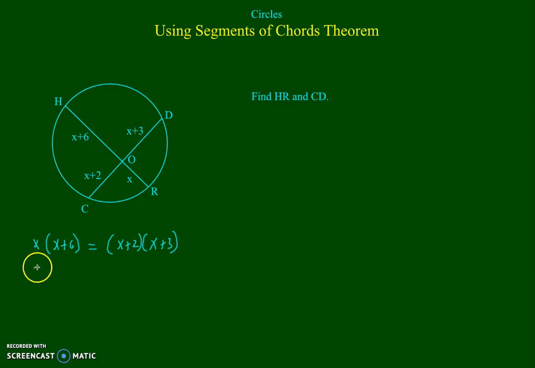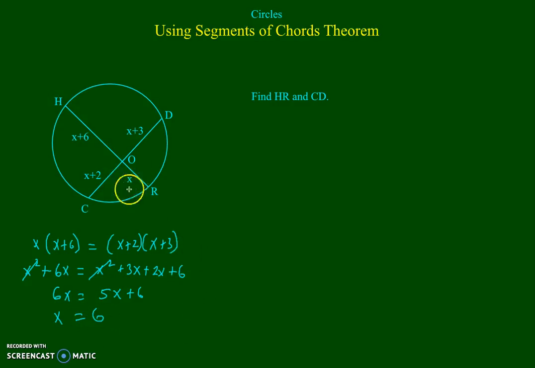Here we multiply through. X times x is x squared. X times 6 is 6x. Here x times x is x squared. X times 3 is 3x. 2 times x is 2x, and 2 times 3 is 6. Now, when we simplify this, we can see that these x squareds are going to cancel out. If I subtract x squared from both sides, these two terms are going to disappear. So I'm left with 6x equals 3x plus 2x is 5x. Then when I subtract 5x from both sides, x equals 6.